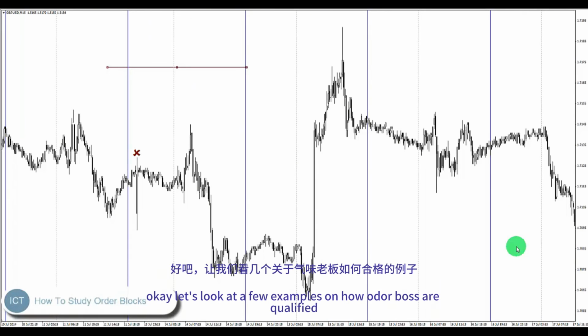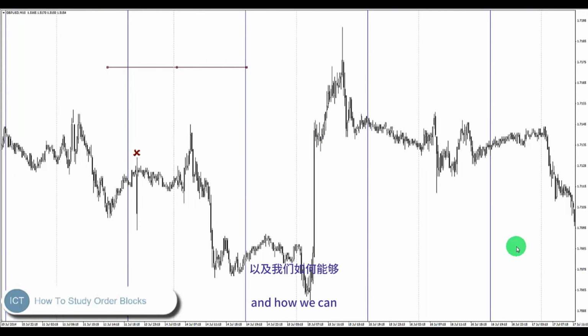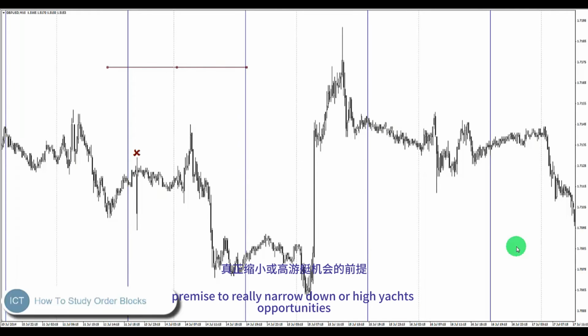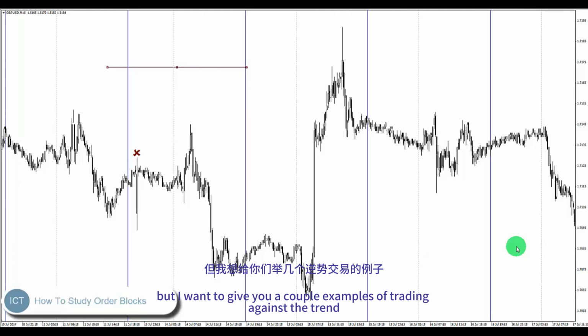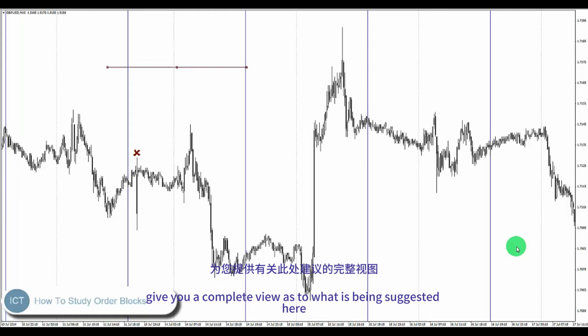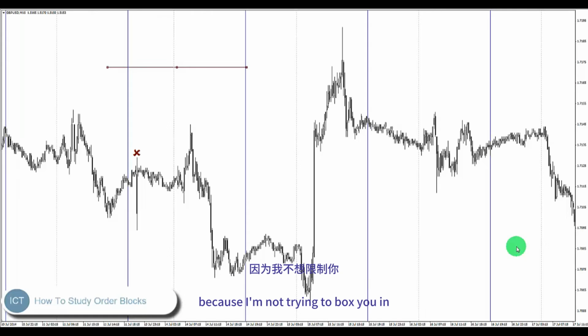Okay, let's look at a few examples on how order blocks are qualified and how we can work within particular ranges and trade even with the higher time frame premise to really narrow down high odds opportunities. But I want to give you a couple of examples of trading against the trend too, to give you a complete view as to what is being suggested here, because I'm not trying to box you into only trading in the direction of the higher time frame. I want to allow you some measure of flexibility, because I know some of us have different opposing personalities as it relates to trading, either with a trend or against a trend.